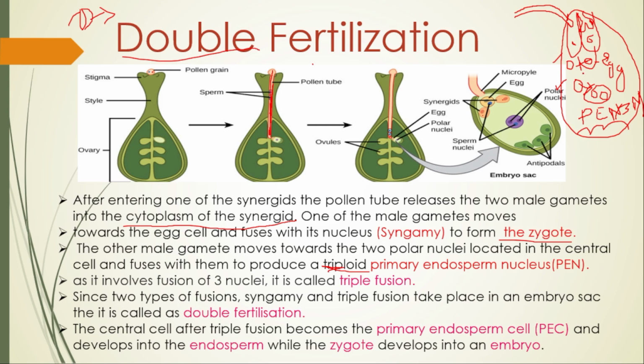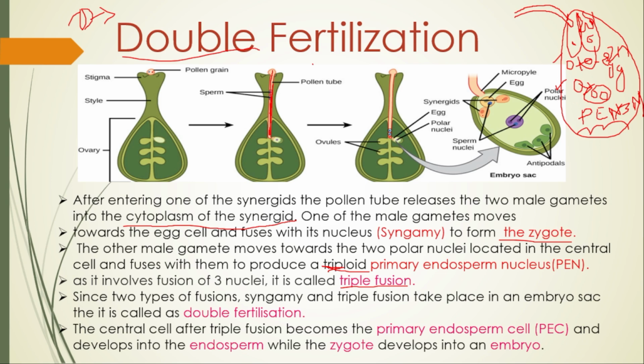Here the egg, after the fusion of this female and then male gamete, is giving you a diploid. The zygote is diploid, but the primary endosperm nucleus is triploid. As it involves the fusion of 3 nuclei, it is also called what? Triple fusion. Which one? This one.